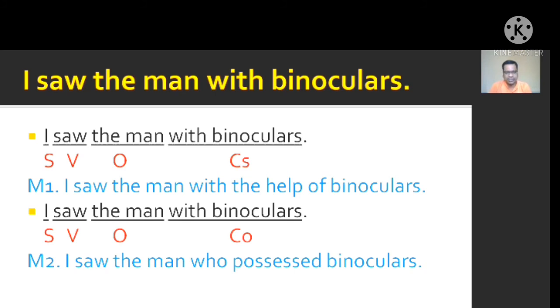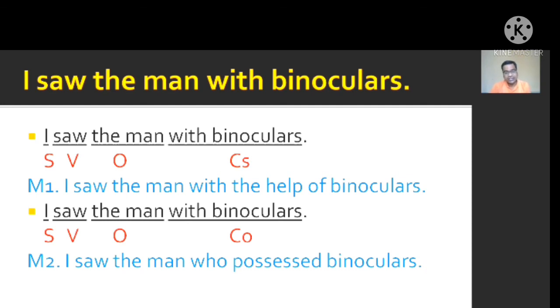I, first person, singular number, functioning as subject. Saw, V2, functioning as verb. The man, noun phrase, functioning as object. With binoculars, in this case, I am calling it complement to object. It means the man has the binoculars, not me, not I, the subject, right? The meaning will be: I saw the man who possessed binoculars. What is the meaning here? I saw the man who possessed the binoculars.